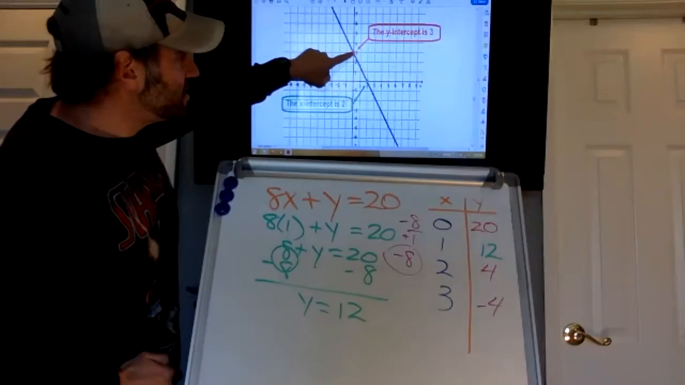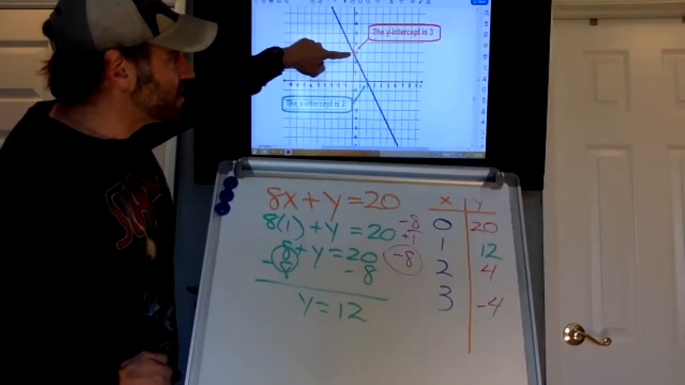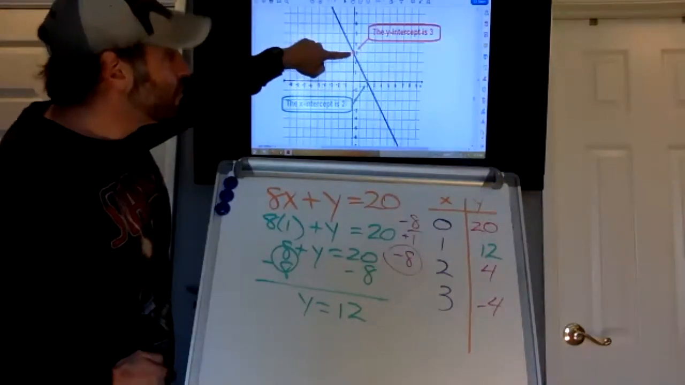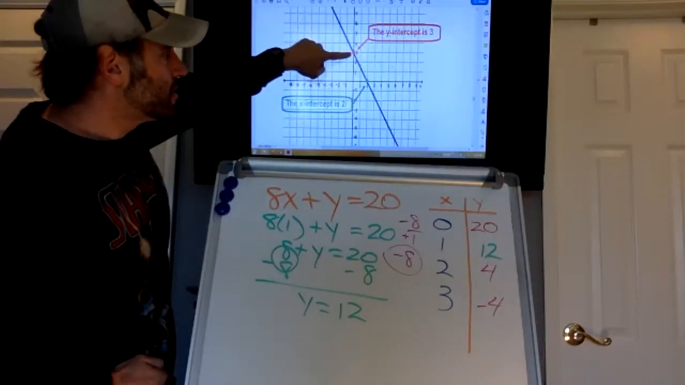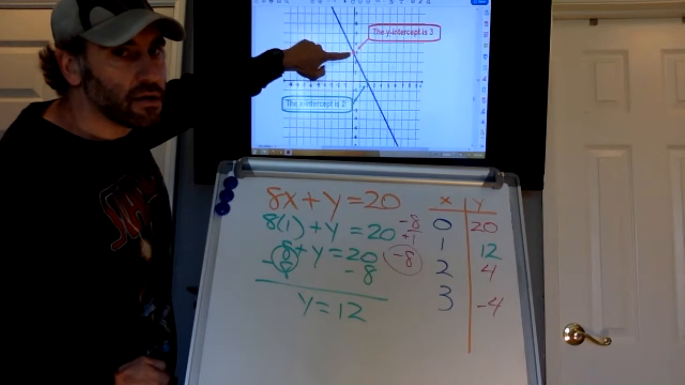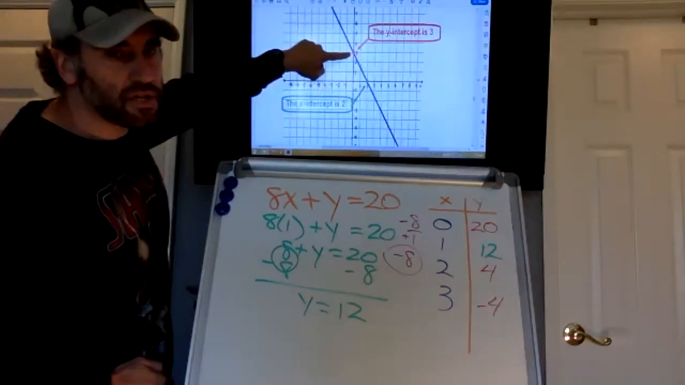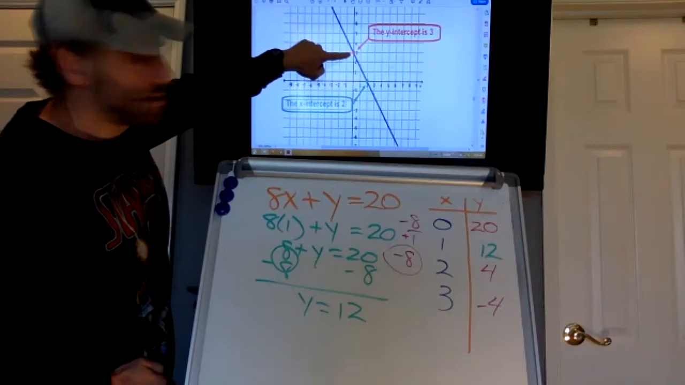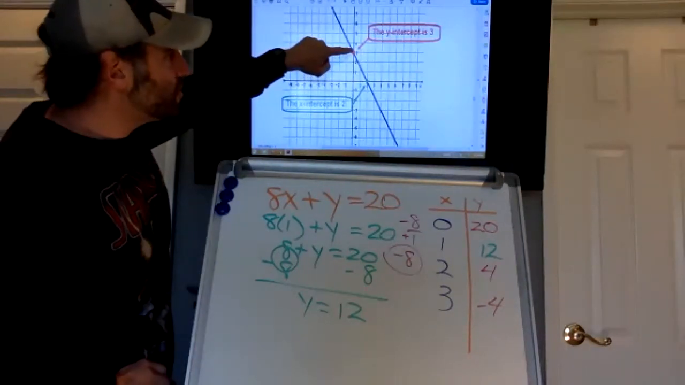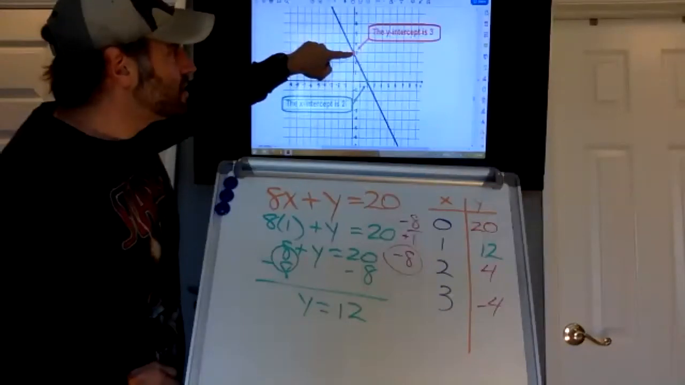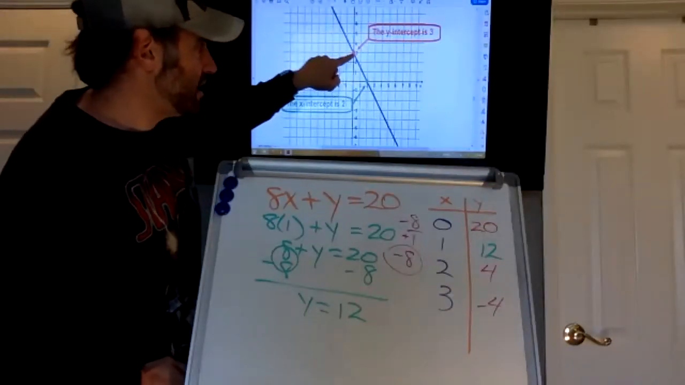What is that coordinate that I'm pointing to right now? The y-intercept. Where is this located? 3. What's the coordinate? Is it 3, 0 or 0, 3? It's 0, 3. All right, so when x is 0, this is your y-intercept. The y-intercept is 3 in this case.